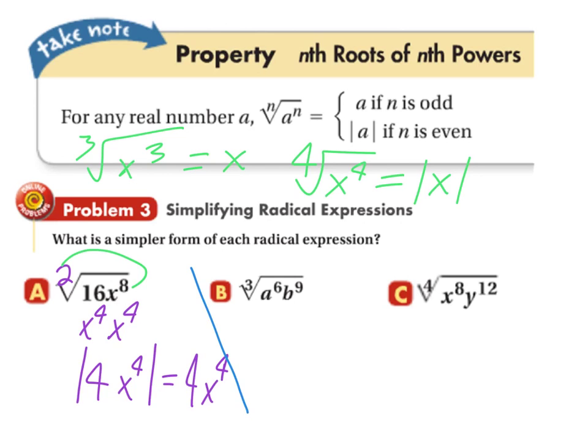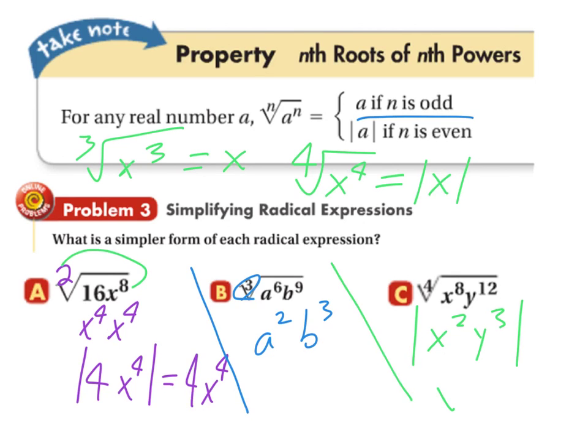Now if we look at the second example, we don't have any plain numbers. It is an odd root, so we don't have to worry about absolute values at all, again because n is odd. So we just divide the 6 and the 9 by 3, so we get a to the second power, b to the third power, and that's all we have to do there. For the last one here, again we don't have any numbers to worry about, but we just divide the 8 and the 12 by 4, so we get x to the second, y to the third. Now again, really it would all be in absolute values, but notice the x squared does not really need them, so we pull that out and just have the absolute value of y cubed.